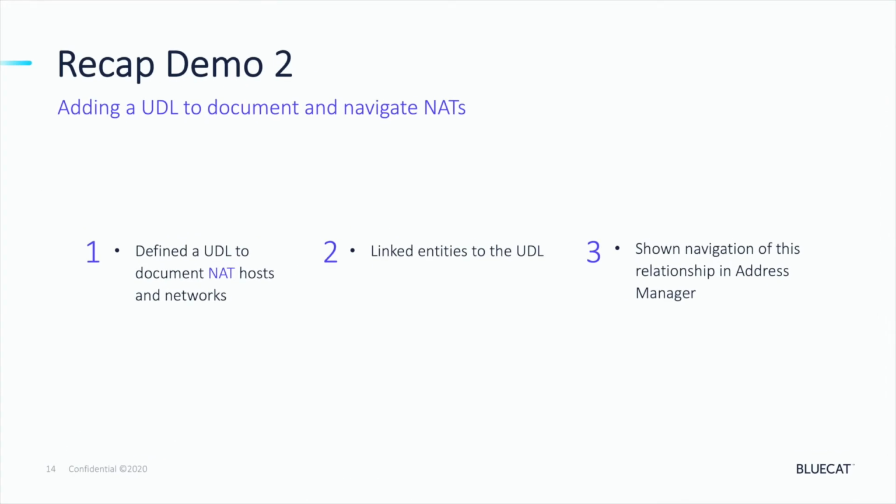Recapping what we've just seen in demonstration 2, we've shown how to define a UDL for a network address translation relationship, how to link entities together to form different NAT types, and how this can be navigated between in the Address Manager. But this time we used different configurations, as destinations of NATs may require overlapping address space.